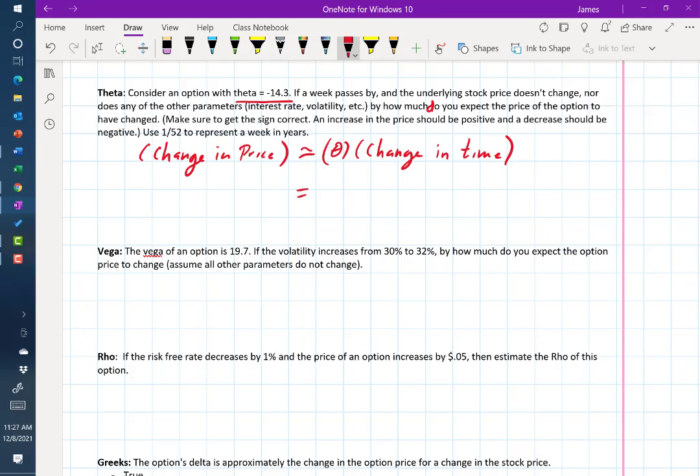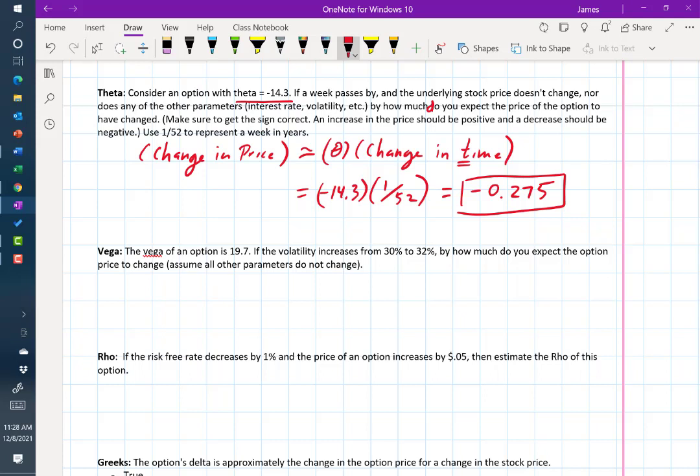Well, you not only have to know the pattern, you also have to know which one corresponds to what. Okay, so theta starts with, this is the way I remember some of these, can't do it for all, but theta starts with a t, so it's with respect to time. Okay, so the theta here was minus 14.3, and then time, how much time has passed? We're going to measure time in years. So a week is 1/52nd of a year. And so if I did my math correct, that's minus 0.275. So what does that mean? That means in a week, I would expect the value of the option to have dropped by about 27.5 cents.